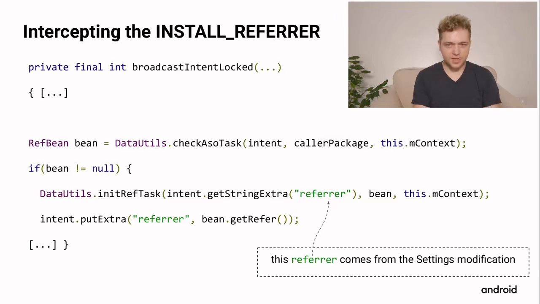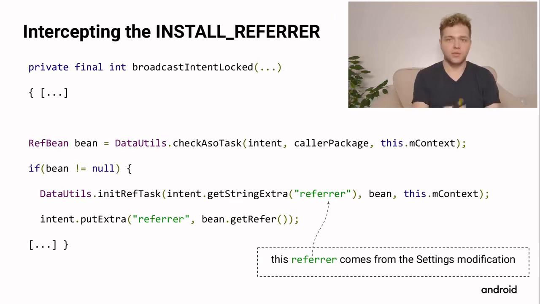This method is called for every intent. So it intercepts every intent, but it checks whether the intent is install referrer. And the install referrer is an intent that is sent when the app is being installed from Google Play. And it contains the referrer that referred the install. So it's part of the ad process.